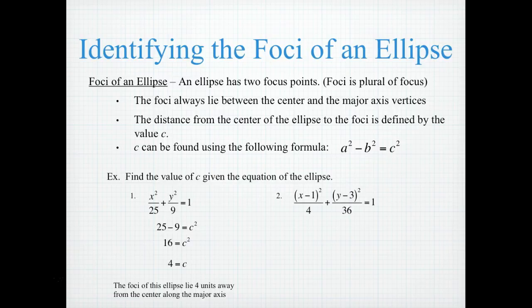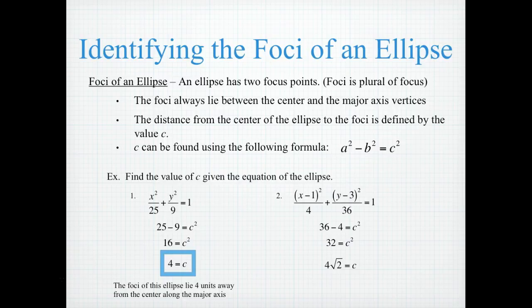center to the foci. In the second equation, we have x minus 1 squared over 4 plus y minus 3 squared over 36 equal to 1. So in this case, 36 takes the value of a. So my equation for c is going to read 36 minus 4 is equal to c squared, which simplifies to the value of c equal to 4 root 2.